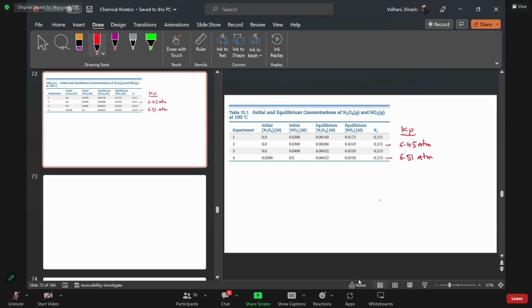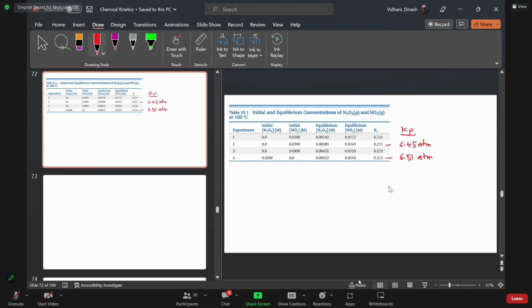Okay, now interesting thing, you can see for various experiments, for various initial concentrations and the final concentration, you can see at equilibrium, they tend to be nearly the same. And that's why Kp is also the same and Kc is also the same. That's the reason why we call it an equilibrium constant.